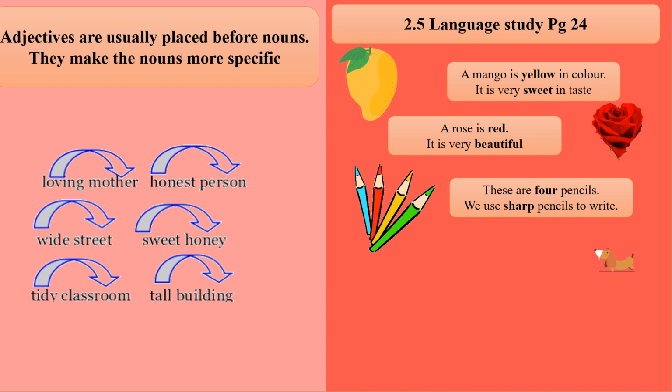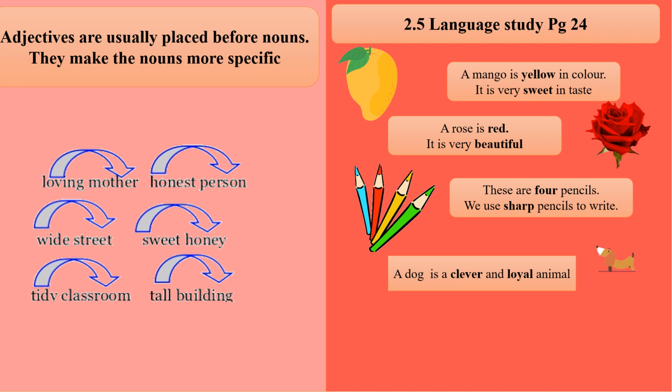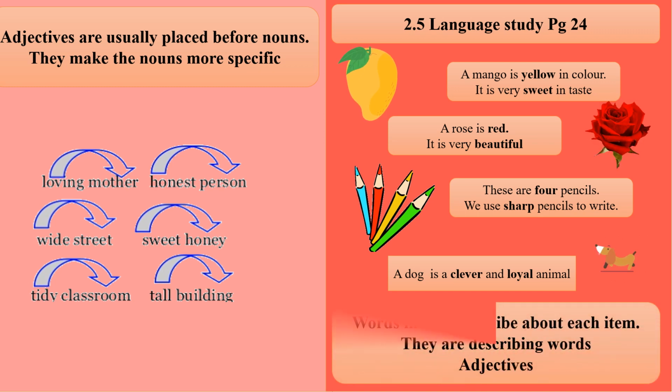Here comes a dog. A dog is a clever and loyal animal. Now, which is the describing word over here? Clever and loyal. It's quality. What kind of dog? A clever dog. So, words in bold describe each item. They are describing words and they are known as adjectives.